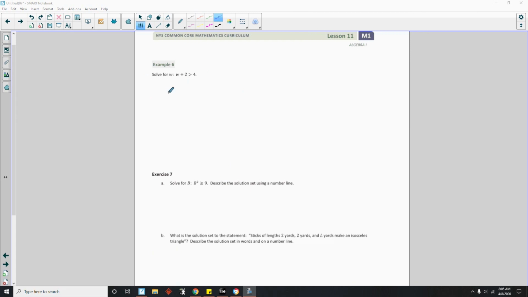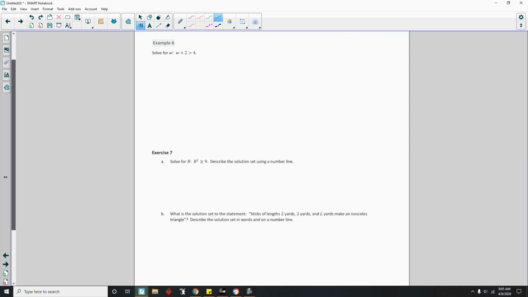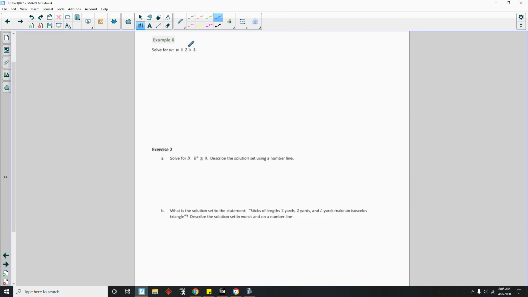Okay, this is page 7, example 6. Solve for w, where w plus 2 is greater than 4. So in order to solve this, I want to get w by itself. So I do the inverse of addition. So I subtract. Actually, let's try that again. So it's going to be minus 2 on both sides. So when I do that, I get w is greater than 2. Okay? So in words, w must be greater than 2.